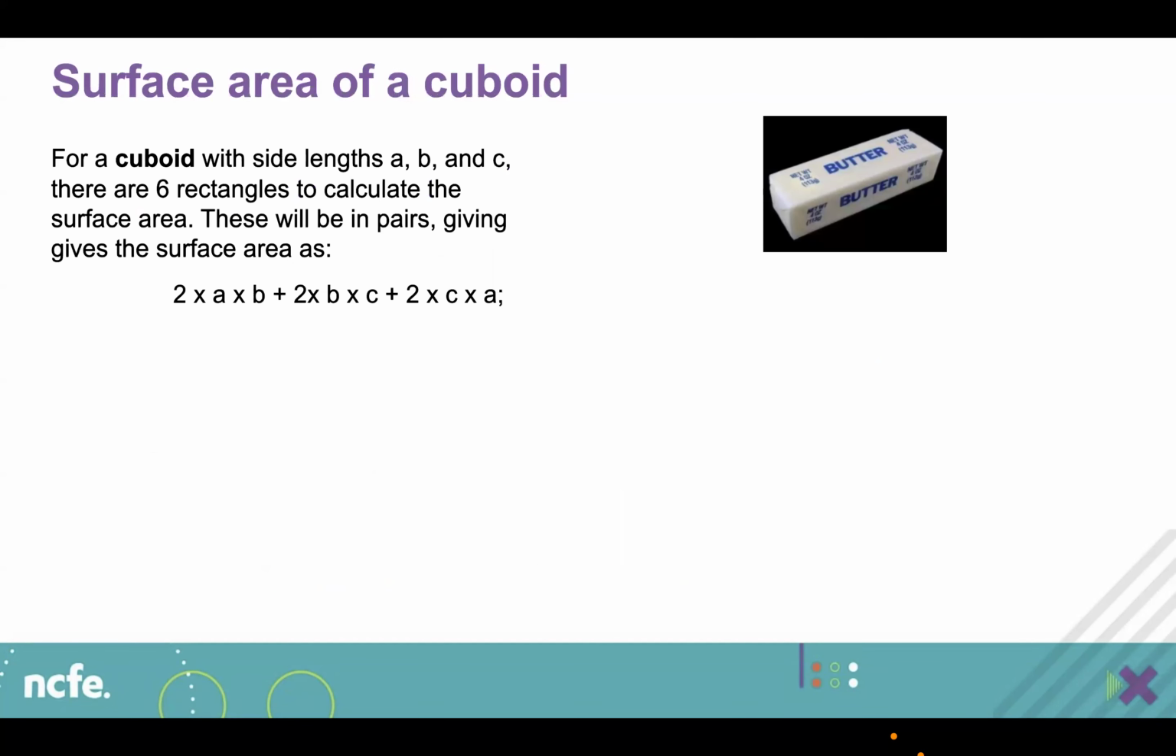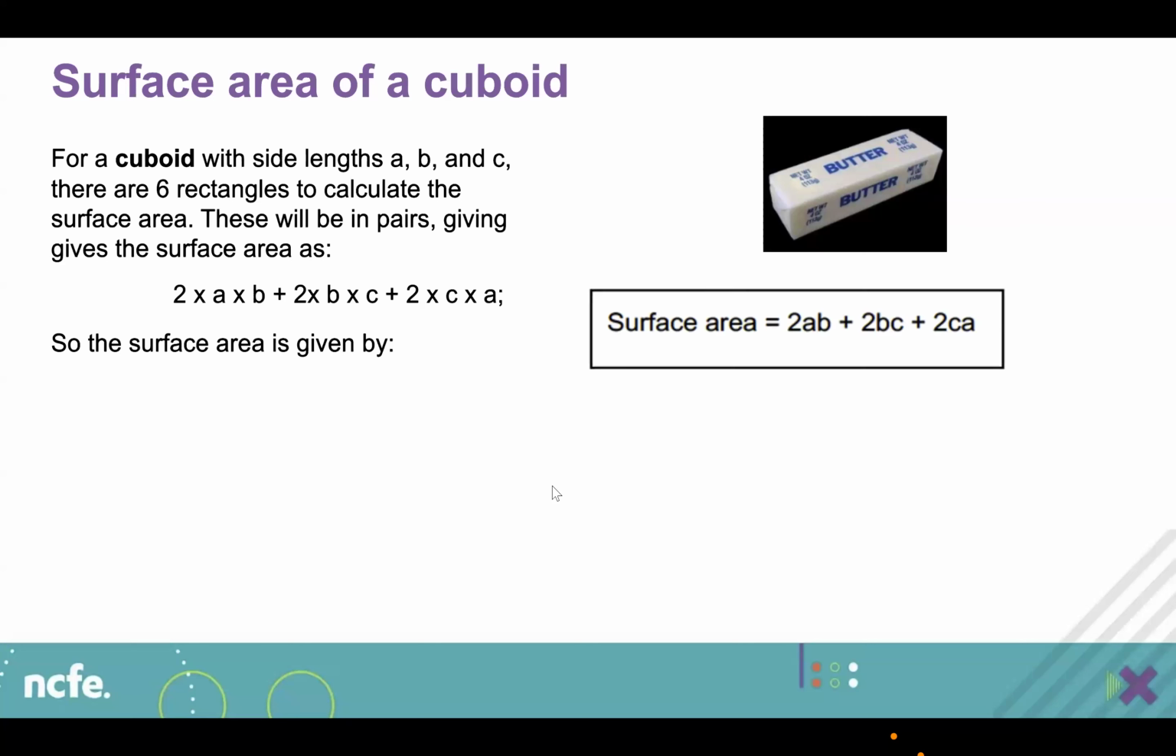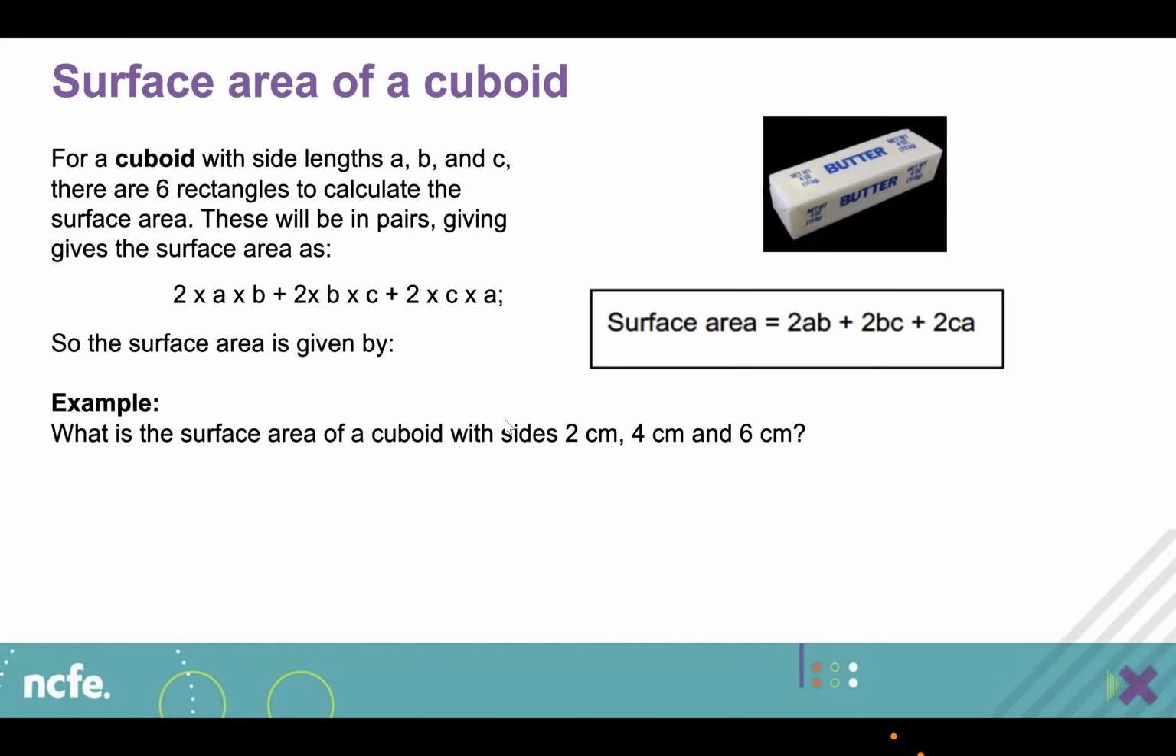So surface area of a cuboid. For a cuboid with side lengths A, B, and C, there are six rectangles to calculate the surface area. These will be in pairs, giving the surface area as 2 times A times B plus 2 times B times C plus 2 times C times A. So the surface area is given by 2AB plus 2BC plus 2CA. So what is the surface area of a cuboid with the sides 2, 4, and 6?